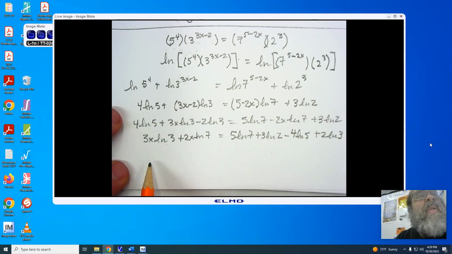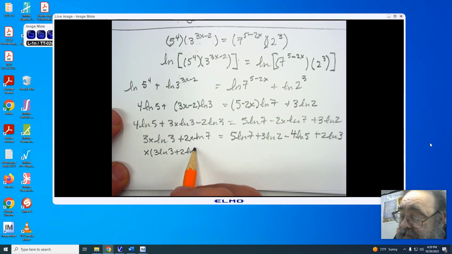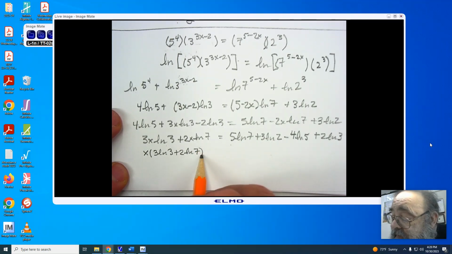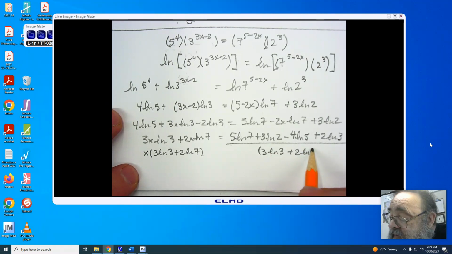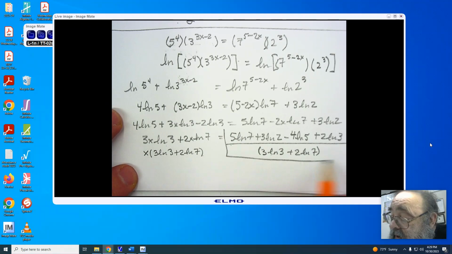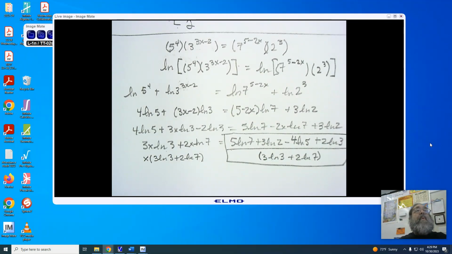We'll factor out the x, leaving us x times 3 natural log of 3 plus 2 natural log of 7. This is what I'm going to divide on the opposite side. 3 natural log of 3 plus 2 natural log of 7. This is the exact answer that we're looking for. That's what we want. This is what x equals.